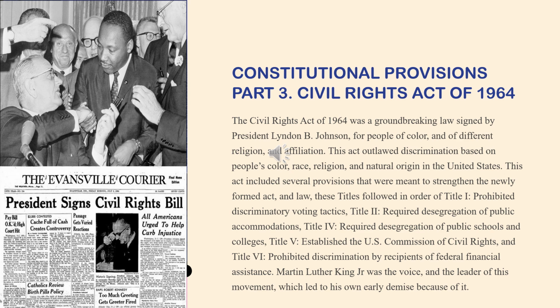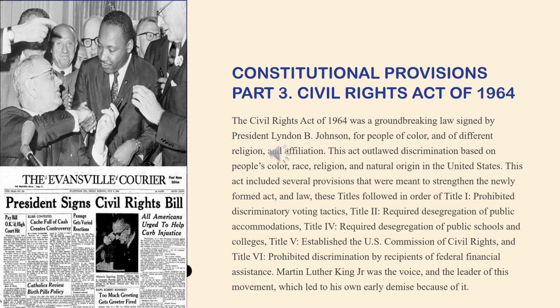Title IV required desegregation of public schools and colleges. So this meant more integration of blacks and whites at public schools and private schools, whether it be elementary, high school, college, just all levels of school. Title V established the U.S. Commission of Civil Rights. Title VI prohibited discrimination by recipients of federal financial assistance.